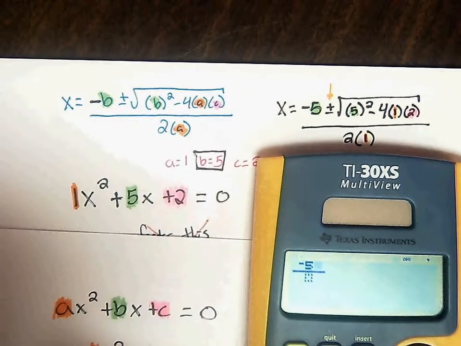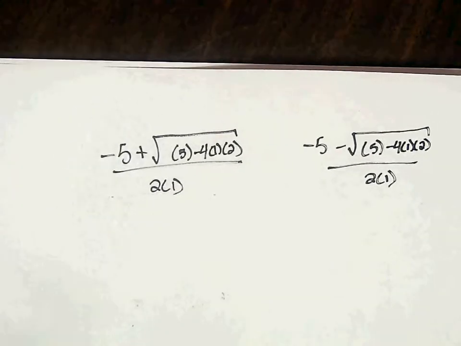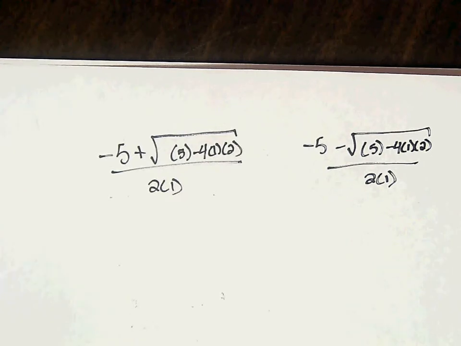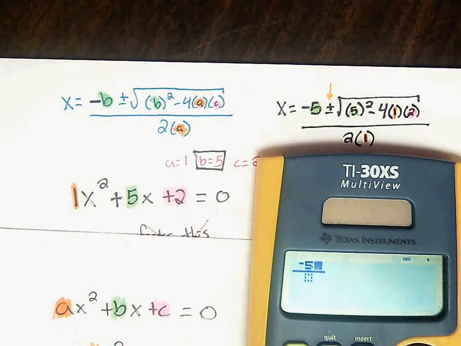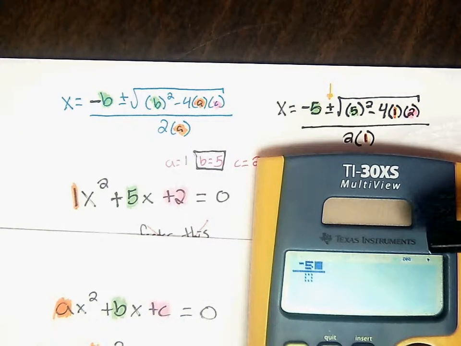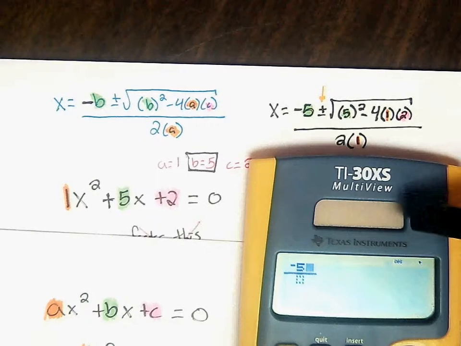So you have a plus and a minus. So essentially what happens is this problem becomes two separate problems. You have negative b plus the square root of b squared minus 4ac all over 2a. You have negative b minus the square root of b squared minus 4ac all over 2a. And so instead of writing it twice every time, we essentially write it like this. But know that that means we have two separate problems. One of them's going to have a plus, one of them's going to have a minus. So we're essentially going to type it in our calculator twice, and we'll get two different values out for x.